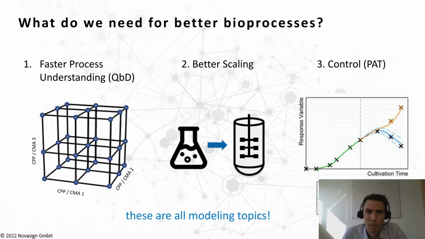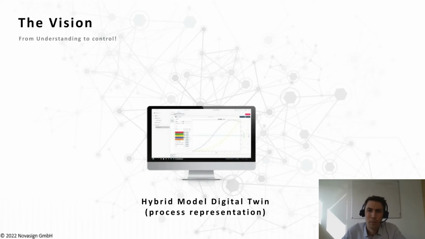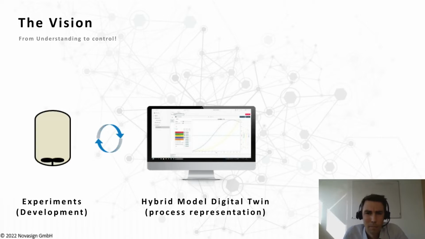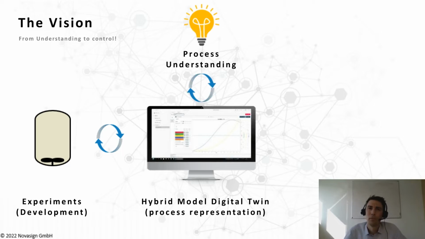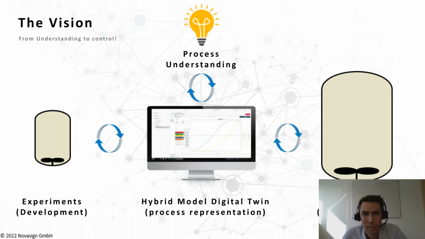At Novasign, our vision is to create a hybrid modeling toolbox. We'll go into detail afterwards on what hybrid modeling is, but the idea is that this toolbox is fed by experimental data. You have to perform experiments in a certain way and feed this information into the toolbox. The toolbox then learns from it and gives the process engineer an understanding of how input and output are connected. Afterwards, we also want to use these models not only for understanding and optimization, but also for control, so we bring it back to the manufacturing environment, where we use these models for process monitoring and control purposes.